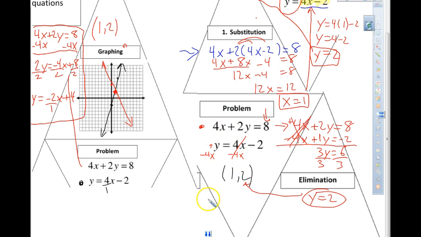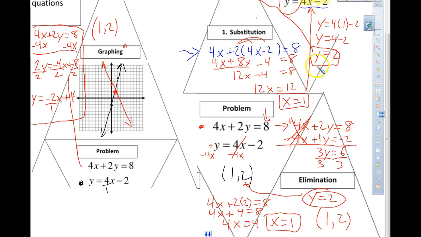So if I plug in the top, I'll have 4x plus 2y, 2, equals 8. That's 4x plus 4 equals 8, which means 4 times something equals 4. Divide both sides by 4, which equals 1. So all three methods got the same exact answer.